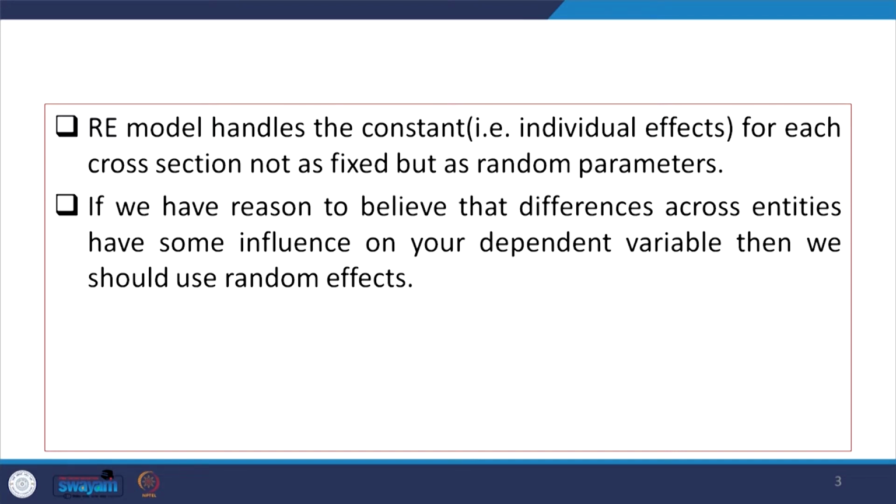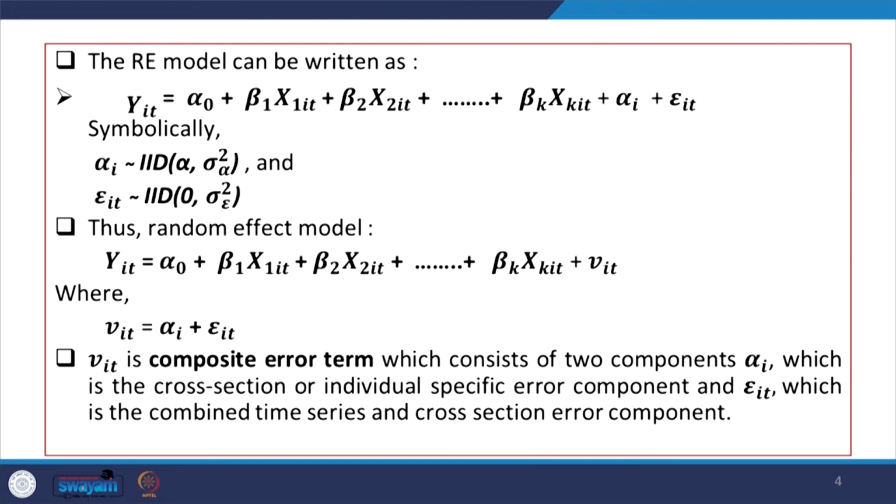A random effect model handles the constants, that is the individual effects for each cross section, not as a fixed component, rather as a random parameter. If we have reason to believe that differences across entities have some influence on your dependent variable, then we should use random effects instead of a fixed effect.